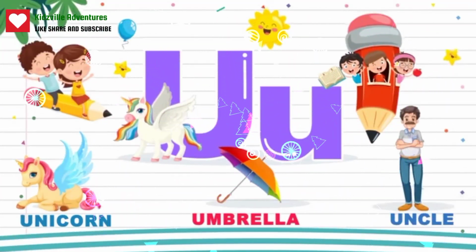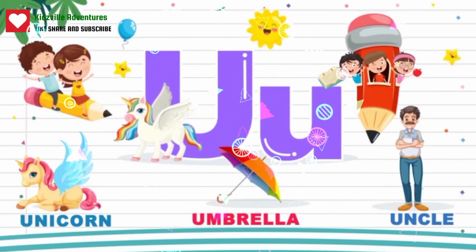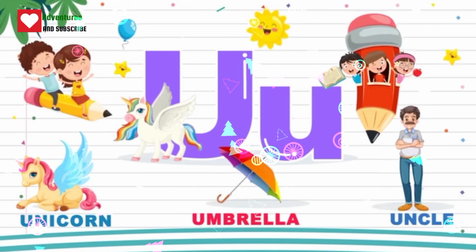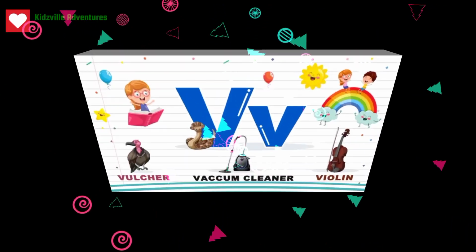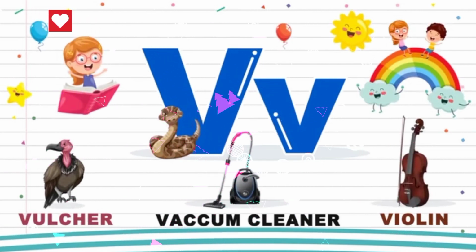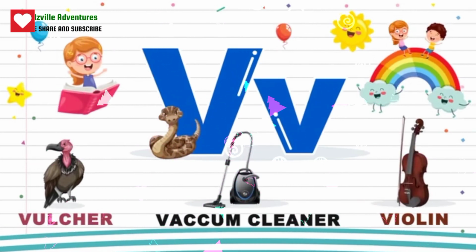U. U for unicorn. U for umbrella. U for uncle. V. V for vulture. V for vacuum cleaner. V for violin.